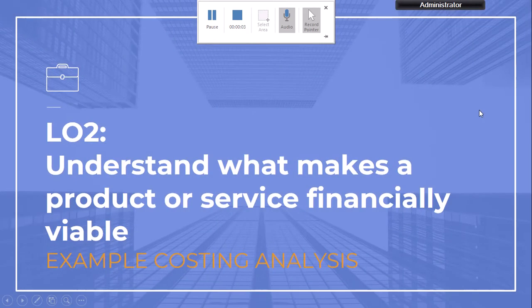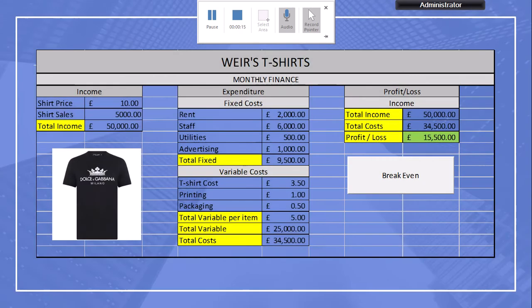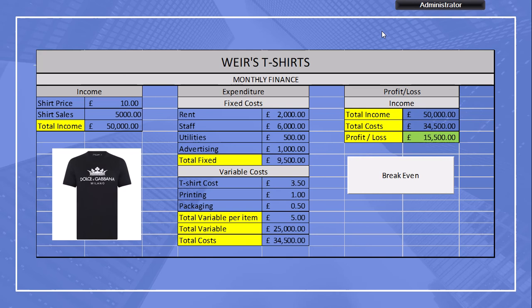So this video is just a little example of how you can do a costing analysis, and I'm just going to show you the impact of changing certain numbers around, and you can see the calculations that take place. So using this spreadsheet about the t-shirt company, I'm going to show you the impact of changing certain values so that you can see how it actually works.